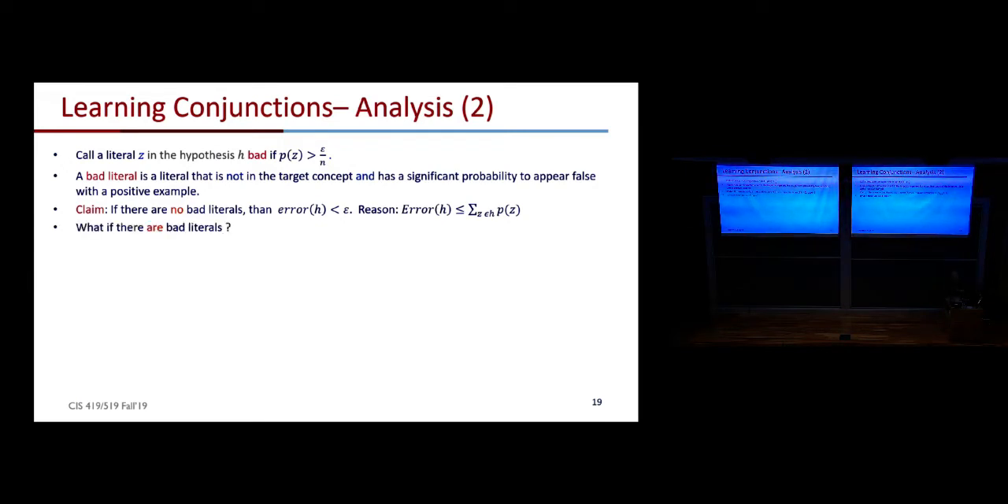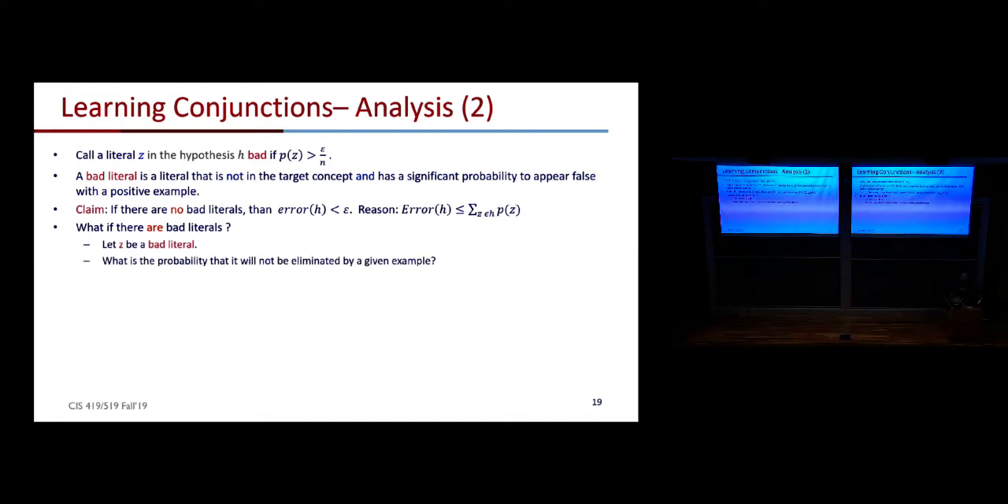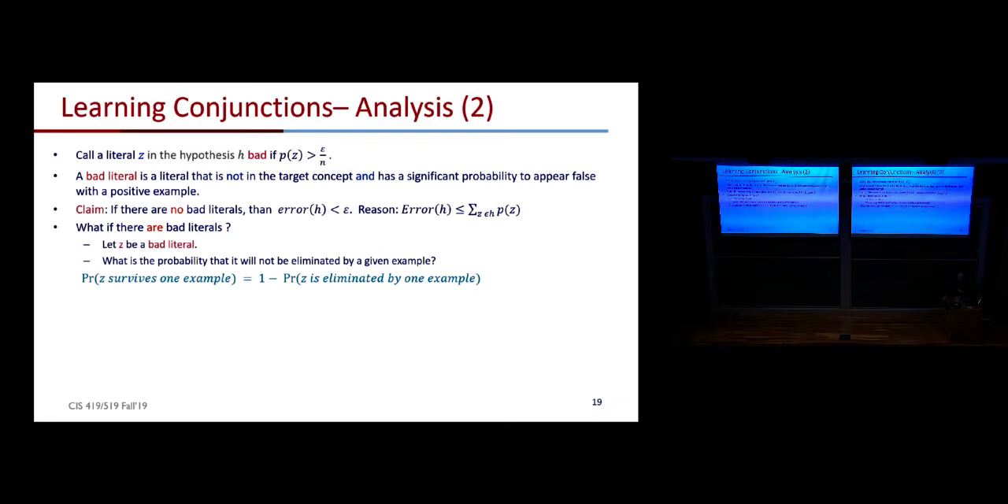What if there are bad literals? What if there are some literals that have significant probability to appear false in a positive example? So let's assume that z is such a literal. What is the probability that it will not be eliminated in a given example? So there is some, like x1, it's a bad literal. What is the probability that we've seen an example and it wasn't eliminated in it? It's 1 minus p of z, by definition of p of z.